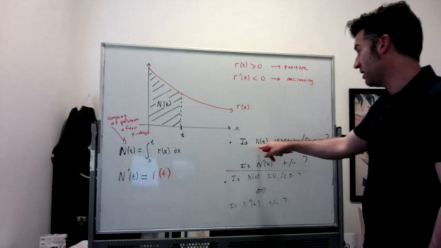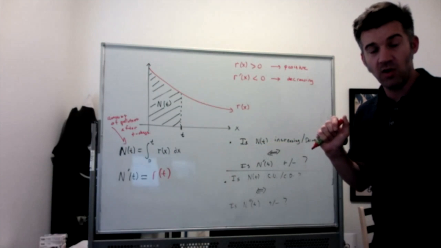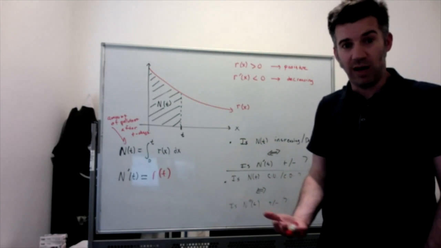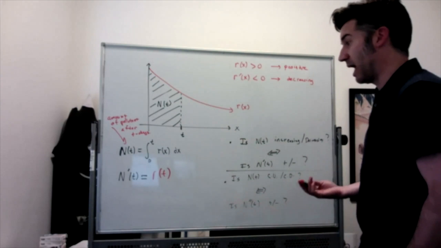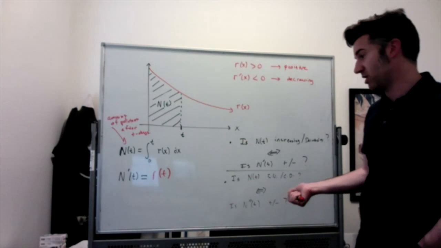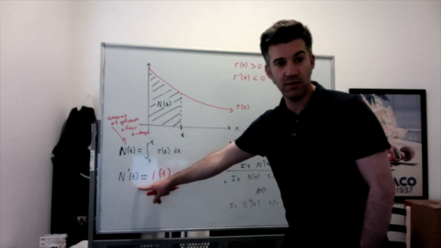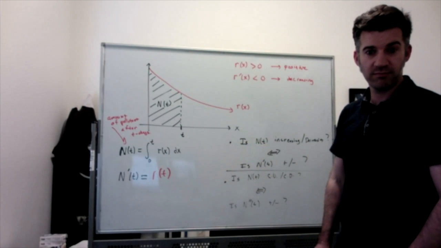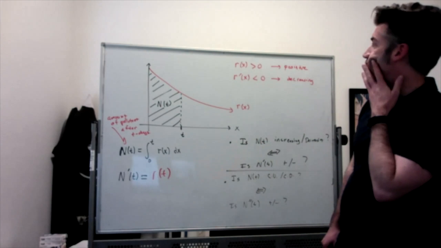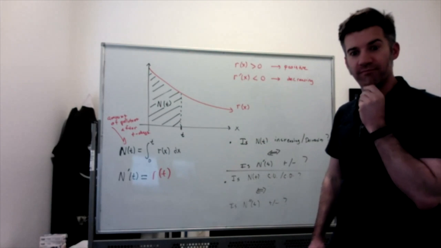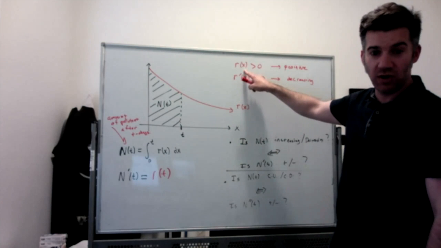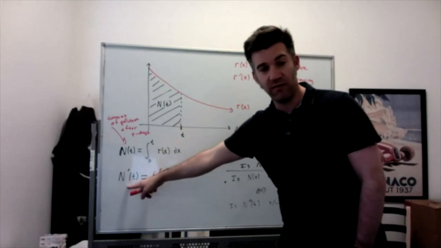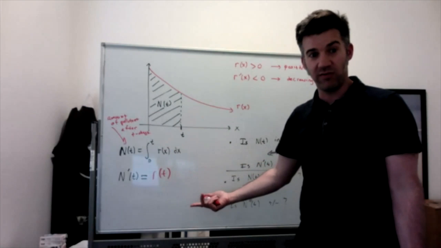So let's answer two more questions. They're asking us, is N of t increasing or decreasing? Well, when you ask if a function is increasing or decreasing, you're really asking if its derivative is positive or negative. So let me ask everybody, is the derivative positive or negative? Well, let's see. We know that the function R is given to be positive, but the derivative of N is R, so the derivative of N is positive.